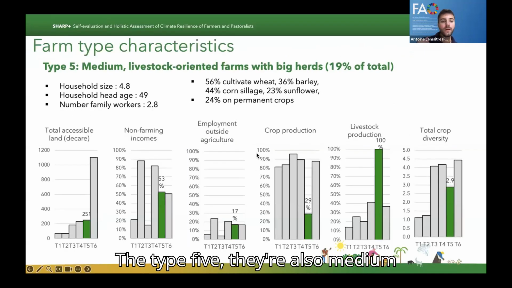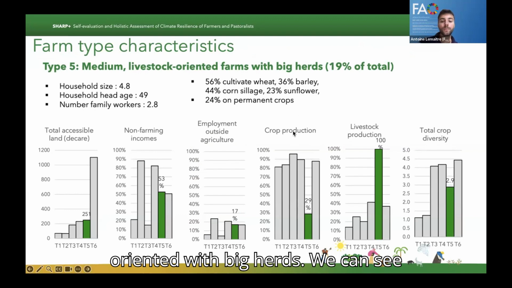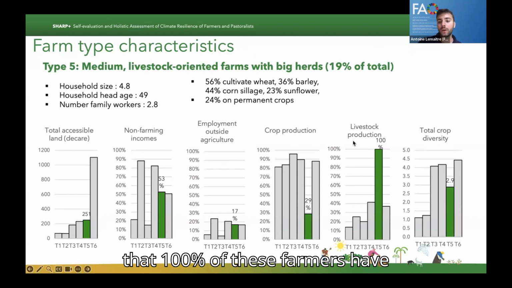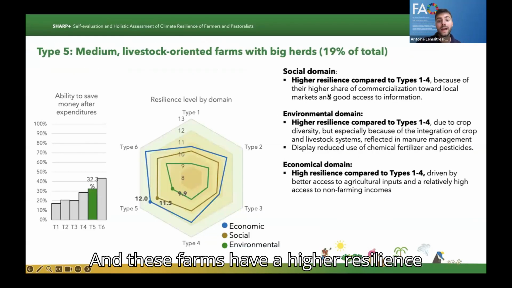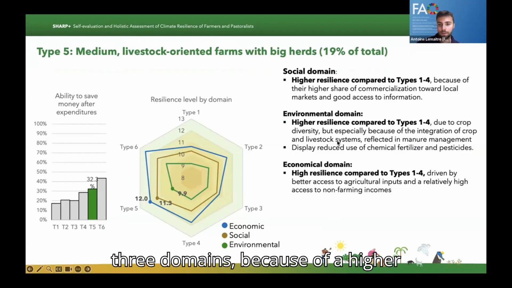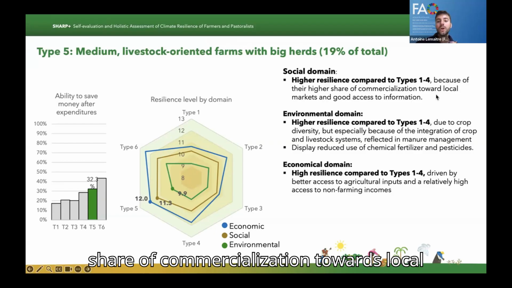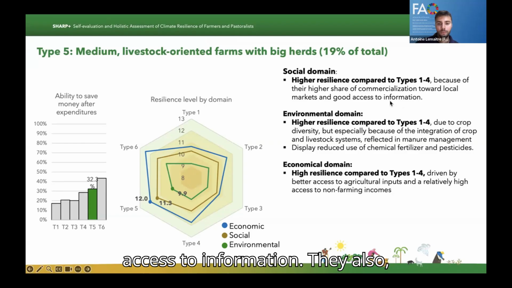The type 5, they're also medium farms, but this time they are livestock oriented with big herds. We can see that 100% of these farmers have livestock and a total crop diversity of almost 3. And these farms have a higher resilience than the 4 previous types in the 3 domains because of a higher share of commercialization towards local markets and also a better access to information.